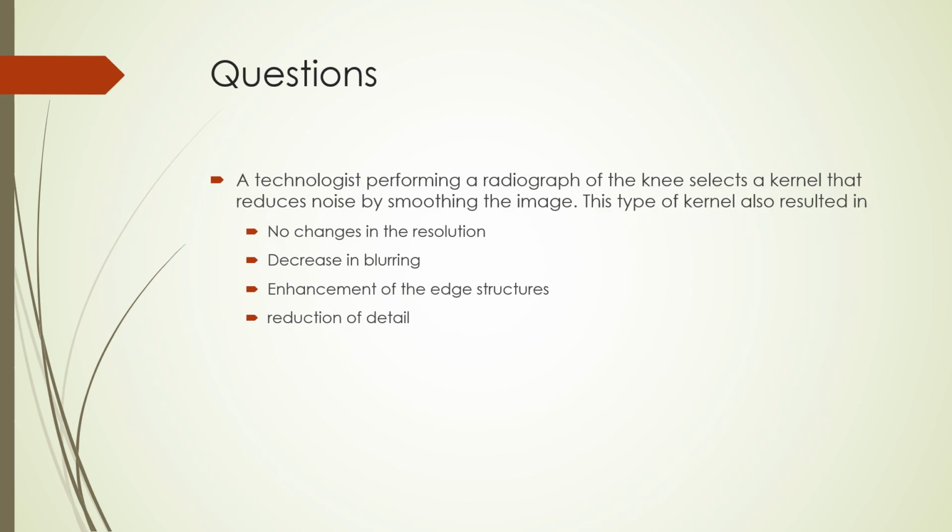Next question. A technologist performing a radiograph of the knee selects a kernel that reduces noise by smoothing the image. This type of kernel also resulted in one of the following. First, no changes in the resolution. Second, decrease in blurring. Third, enhancement of the edge structures. Fourth, reduction in detail. The correct choice is reduction in detail.